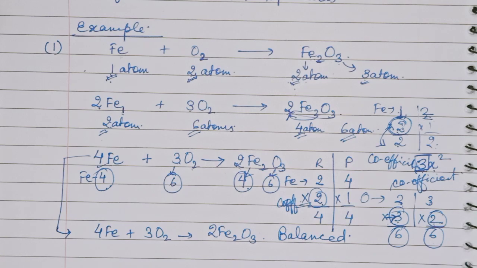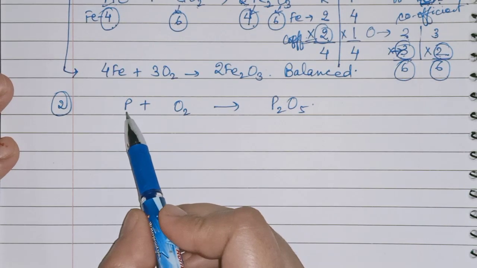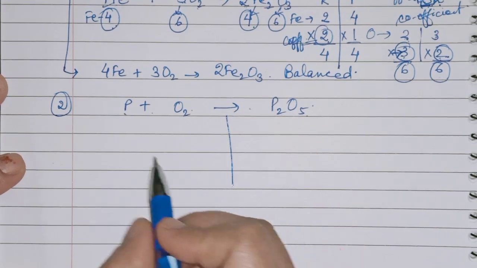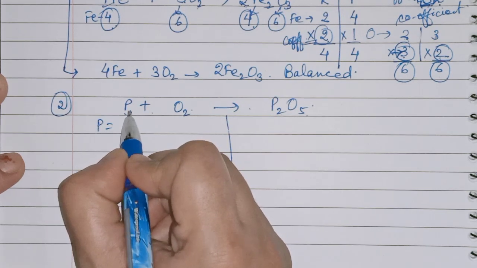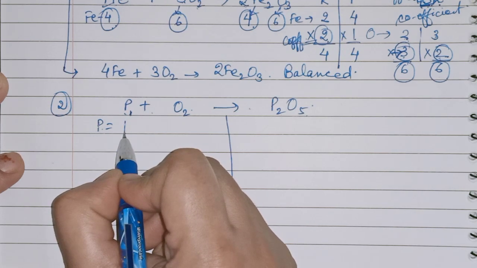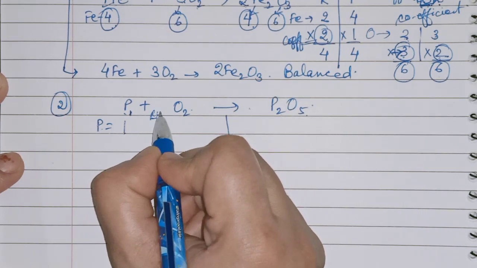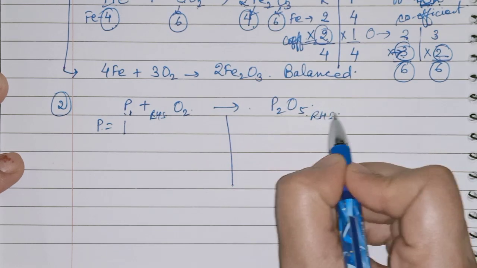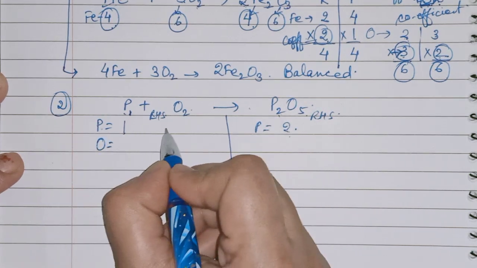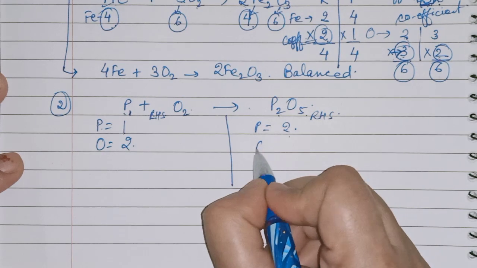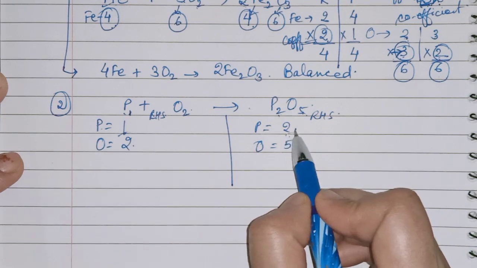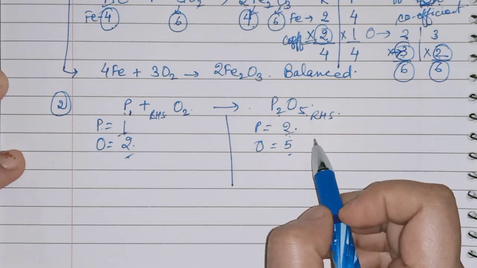This is the hit and trial method. Now let's take another example. Phosphorus and oxygen gives phosphorus pentoxide. Now what will you do? For phosphorus, nothing is written, that means 1 is written here. So the phosphorus atom on the left hand side is 1. This is the left hand side and this is the right hand side. And on this side phosphorus is 2. Oxygen on the left hand side is 2. Oxygen on the right hand side is 5. So you can easily identify here it is 1, here it is 2, here it is 2, here it is 5. So how will you do balancing?